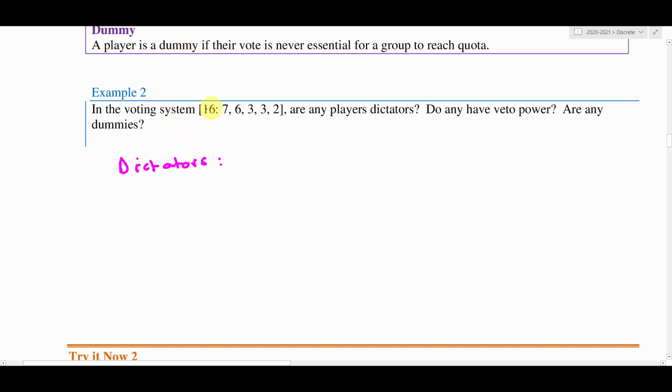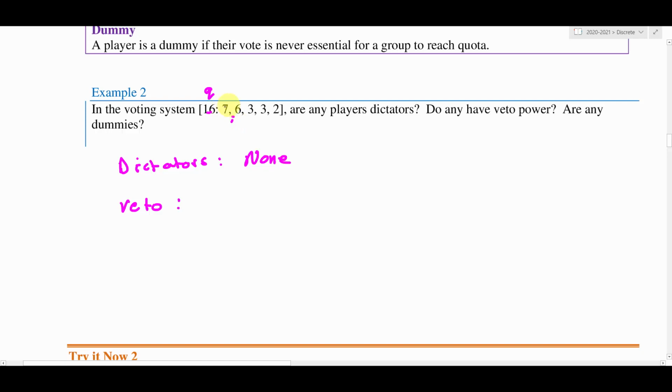So the quota here is 16. If you need to, you can mark that with a Q, just to remind you that's the quota, and no one has 16 votes all by themselves. So we don't have any dictators. That is good news. So let's talk about veto. Does anyone have veto power?